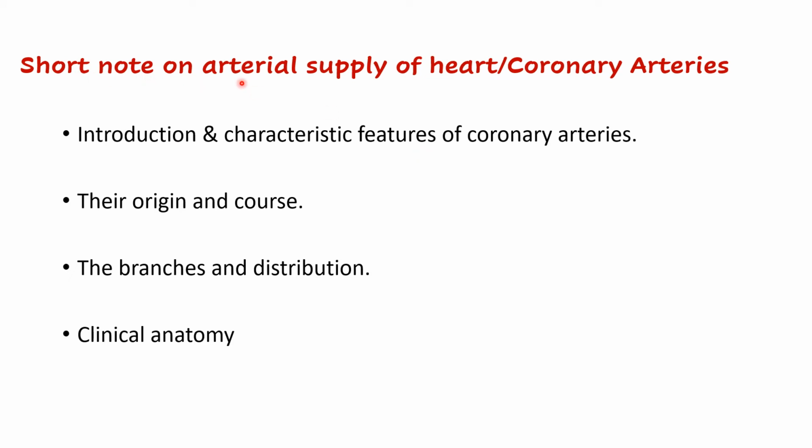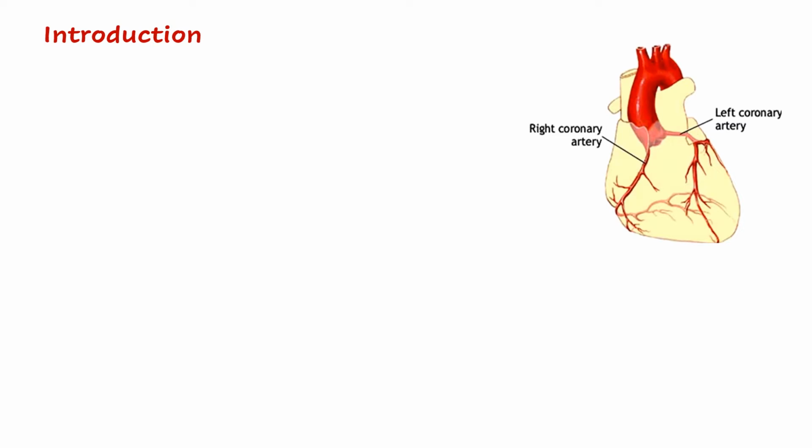Now, if you get a short note on arterial supply of heart and coronary arteries, your answer should be written under these following subheadings. First is introduction and the characteristic features of coronary arteries, their origin and course, the branches and distribution, and the clinical anatomy. So let us start with the introduction here.